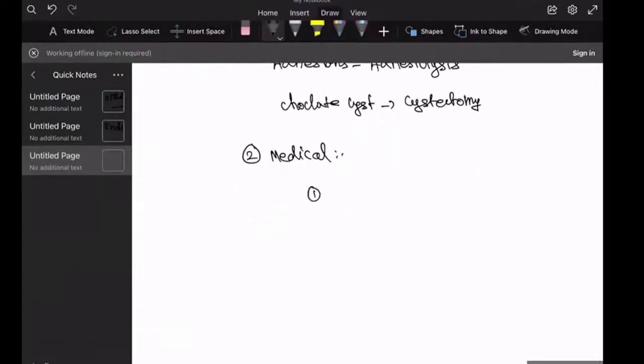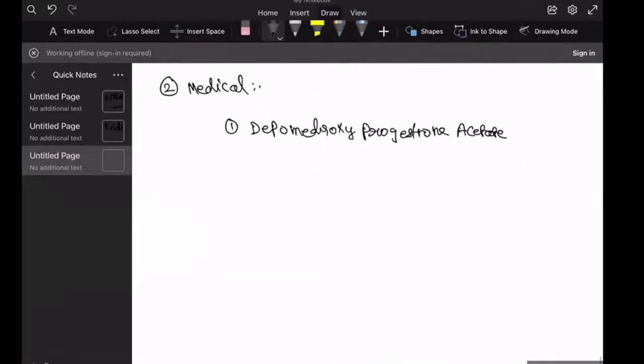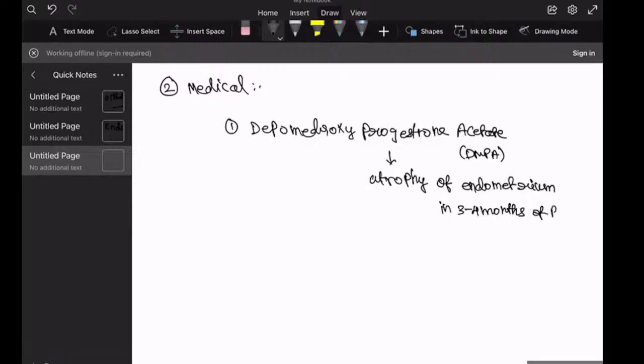You can have the depot medroxyprogesterone injection or the DMPA. Giving this DMPA causes atrophy of the endometrium that is present outside the uterus. Atrophy of endometrium in 3 to 4 months of treatment.